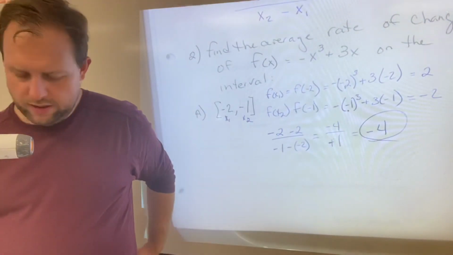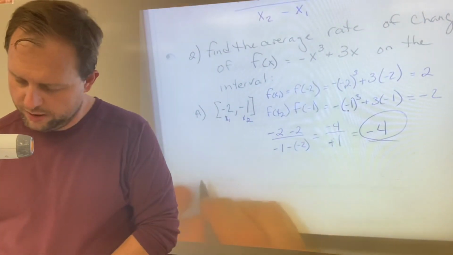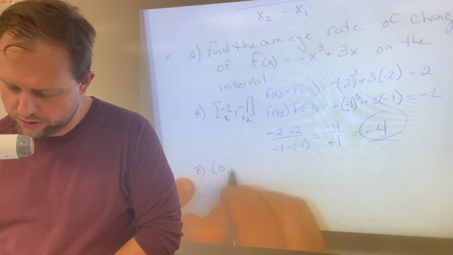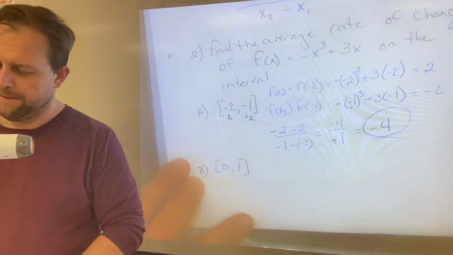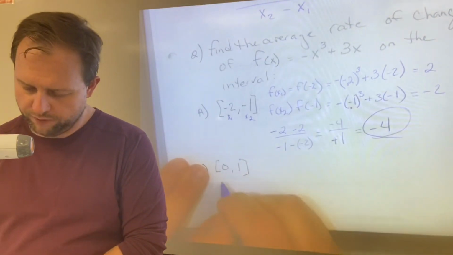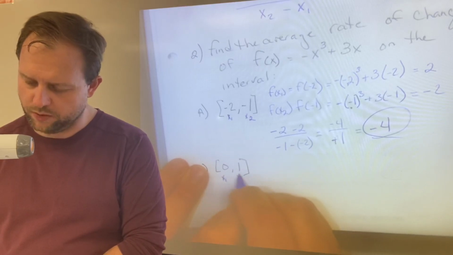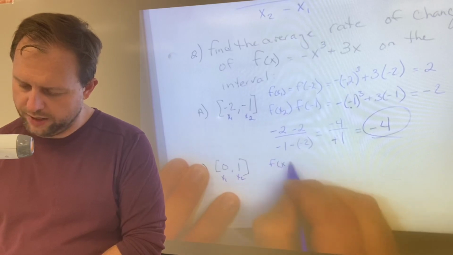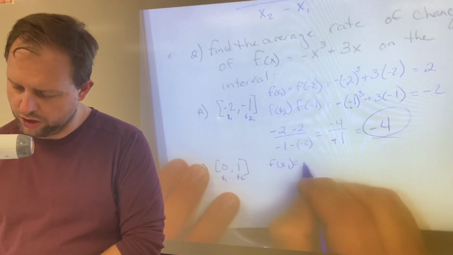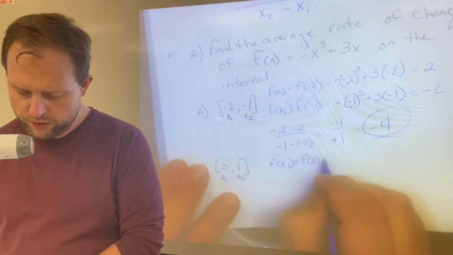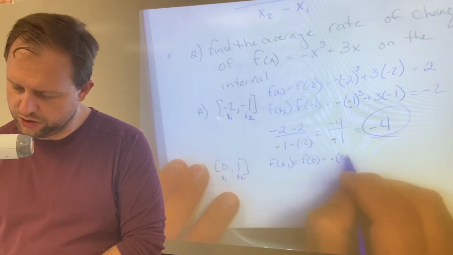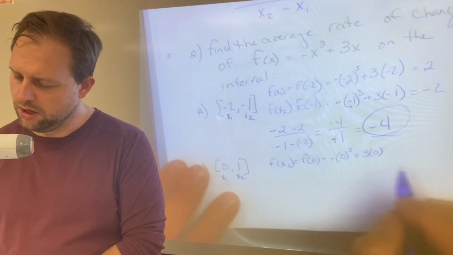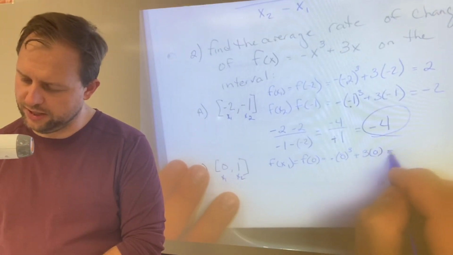If we want to look at it over a different area, let's look at B. And this time we're going to do it from 0 to 1. So the first one is x1, the second one is x2. F of x1 is f of 0, which is a negative 0 cubed plus 3 times 0. And since everything has an x in it, that's going to equal out to a 0.